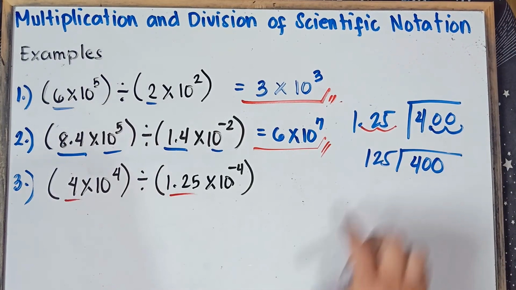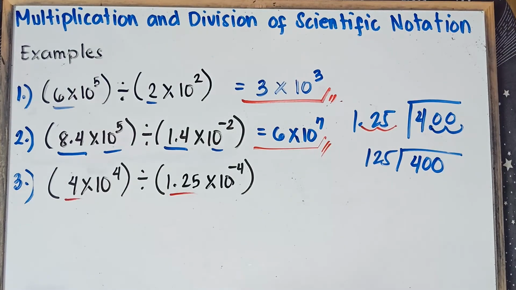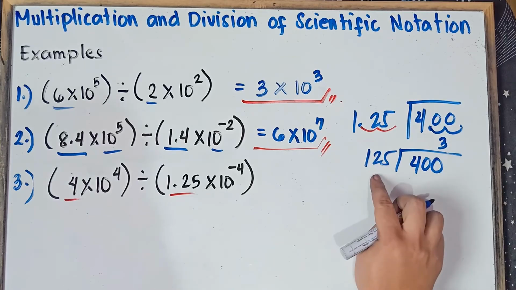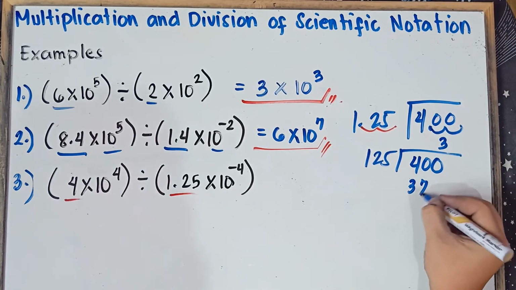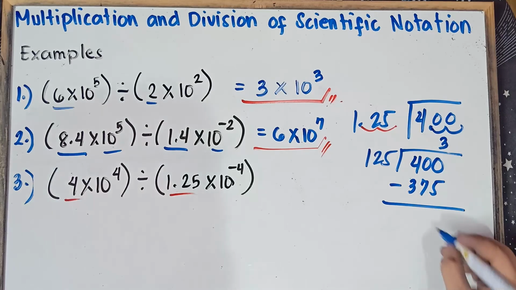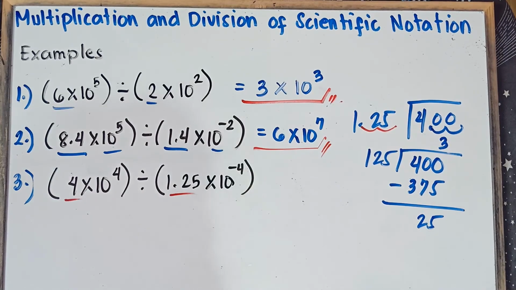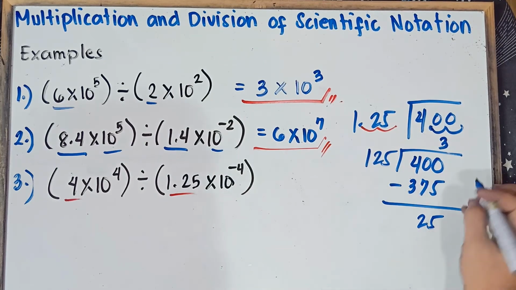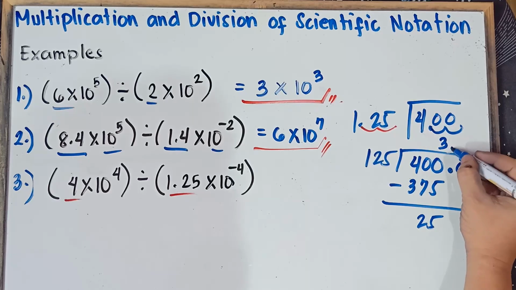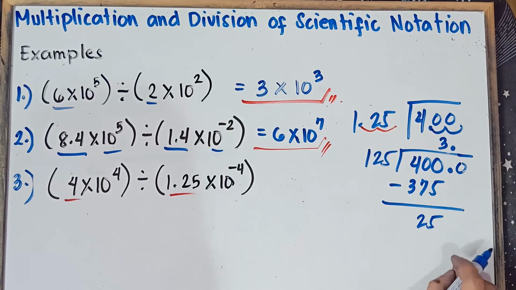Alright, and then 400 divided by 125, of course, that would be 3. And then 3 times 125 is 375. Subtract 400 minus 375. What's the answer, class? That's correct, that would be 25. And then we cannot divide this one, so therefore we need to borrow a 0. We put a point, and then we put a point on the top. You align the points, class.